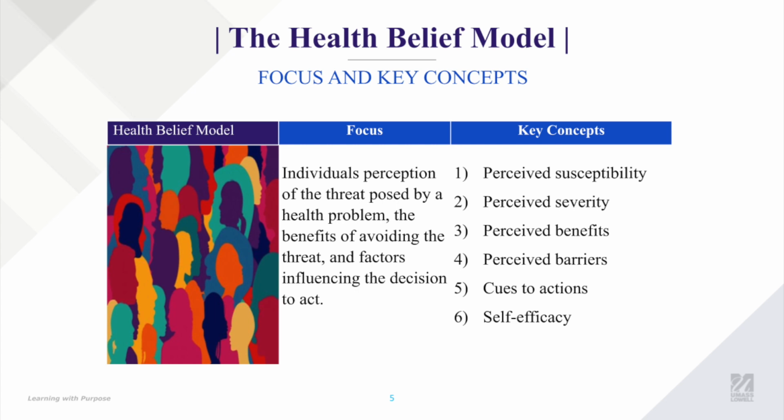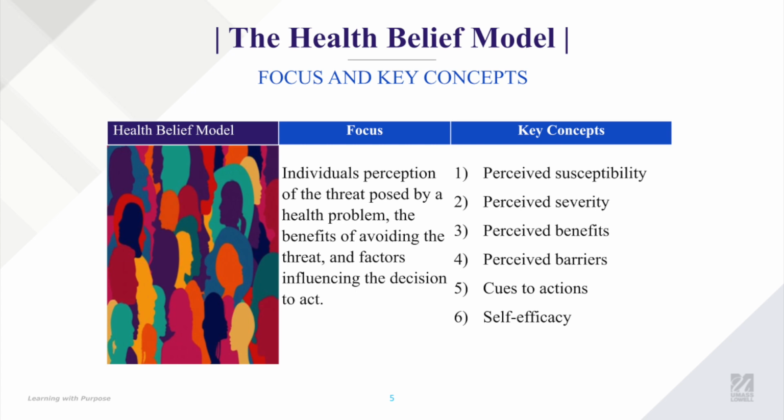In the health belief model, the focus is on an individual's perception of a threat posed by a health problem, the benefits of avoiding the threat, and the factors influencing the decision to act or not act. There are 6 key concepts. Number 1, perceived susceptibility. Believe they are susceptible to the condition. Number 2, perceived severity. The individual believes the condition has serious results.